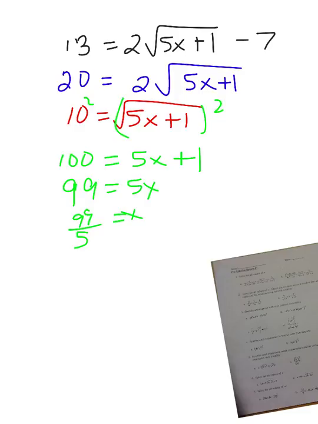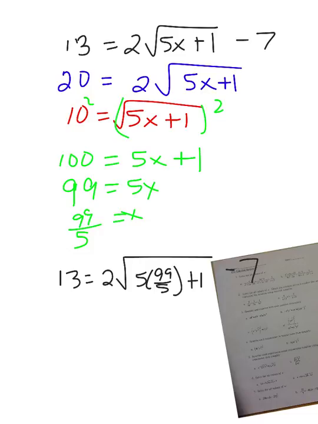When I check it, I get 13 equals 2 times the square root of 5 times 99 over 5 plus 1, and then I have minus 7 on the outside. The right side I would just plug into the calculator. I got 13 equals 13, so that checks. All right, let's take a look at 6b.